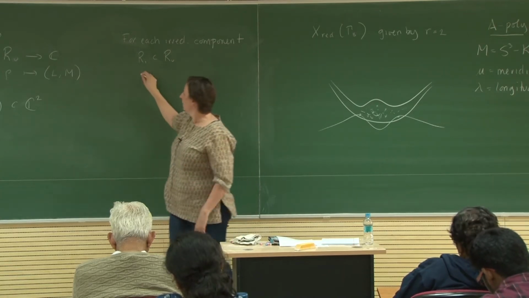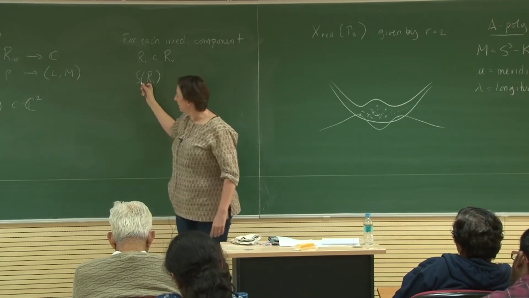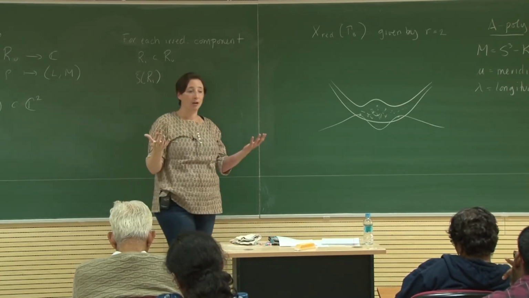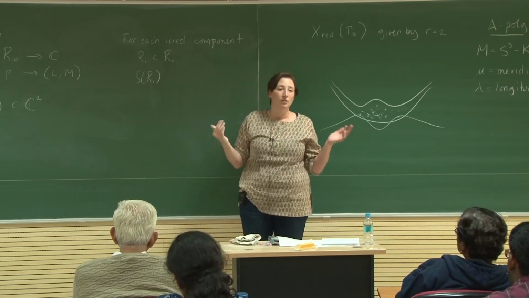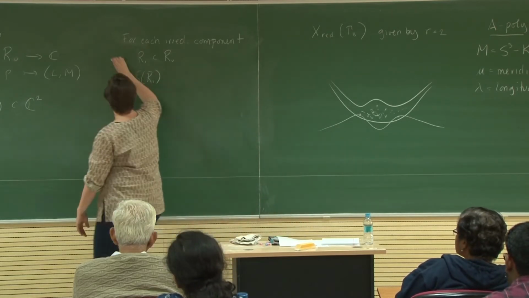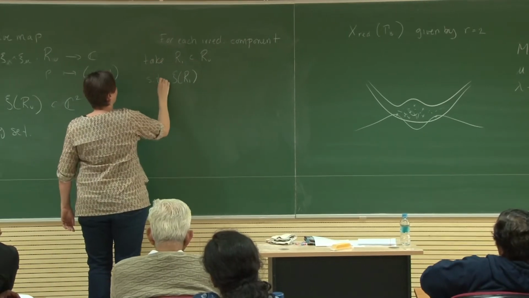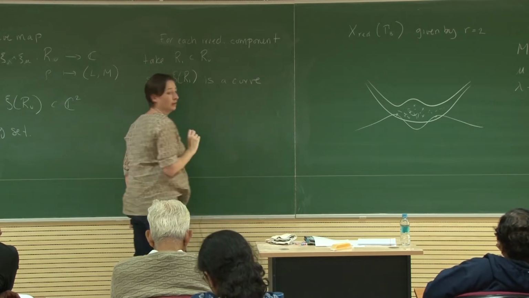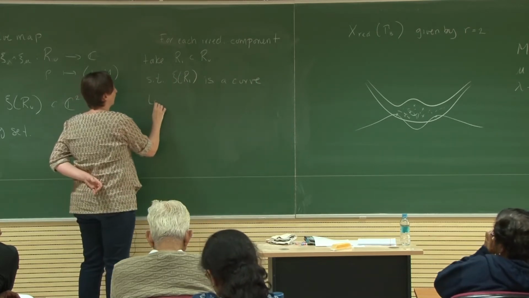Under this map, here, this is a subset of C2. So maybe I get a curve, maybe I get a point, maybe I get all of C2. So I just want to take the components such that this is a curve. Okay, and then I'm going to look at the closure.